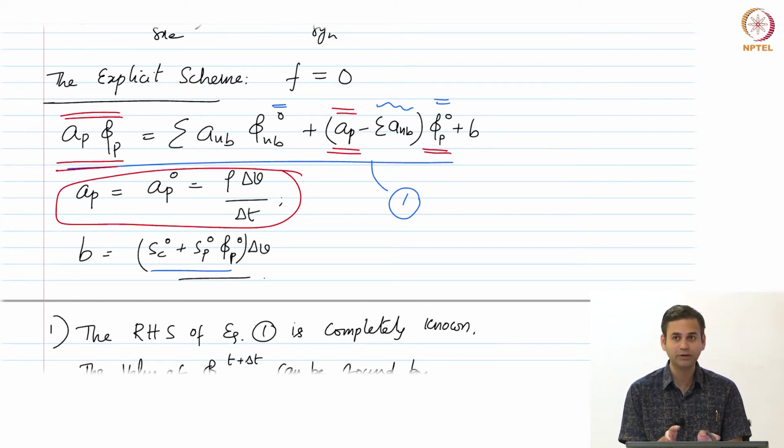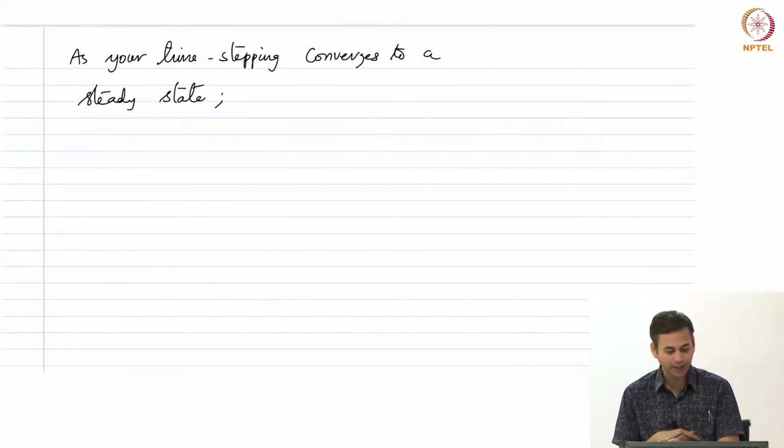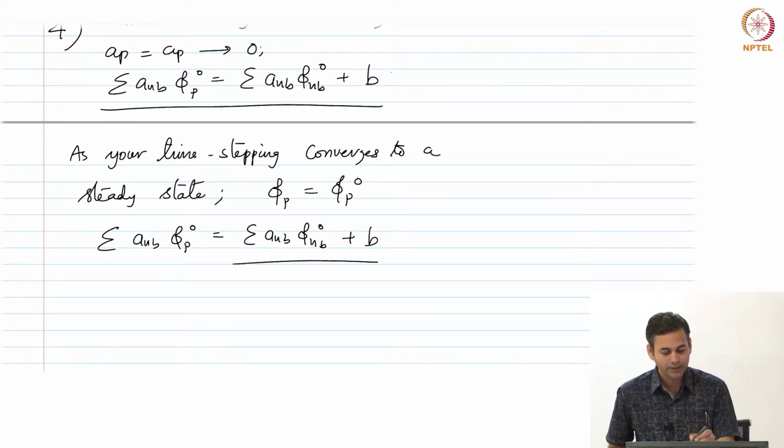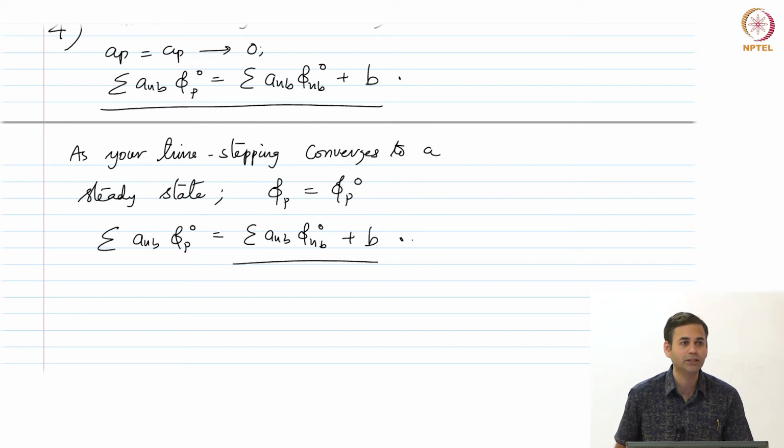As a result, the only terms that survive are the sigma NB phi NB 0 minus sigma NB phi p 0 plus b, right, which you can rearrange to read as the same thing as before, right. Then you would recover the same equation, that is sigma A and B phi p 0 equals sigma A and B phi and B 0 plus b. This would be the same equation as we got before, right. So, essentially if there is a steady state to your problem, then your unsteady solution or the discretized equation would also converge to that steady state, okay, by satisfying the original equation.